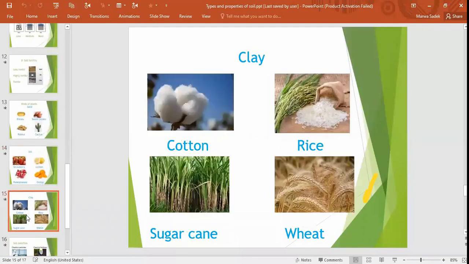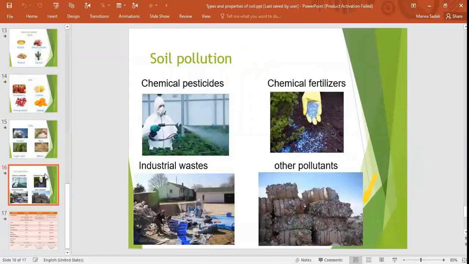What about clay? Cotton, rice, sugarcane, wheat. Cotton, rice, sugarcane, and wheat. Okay.